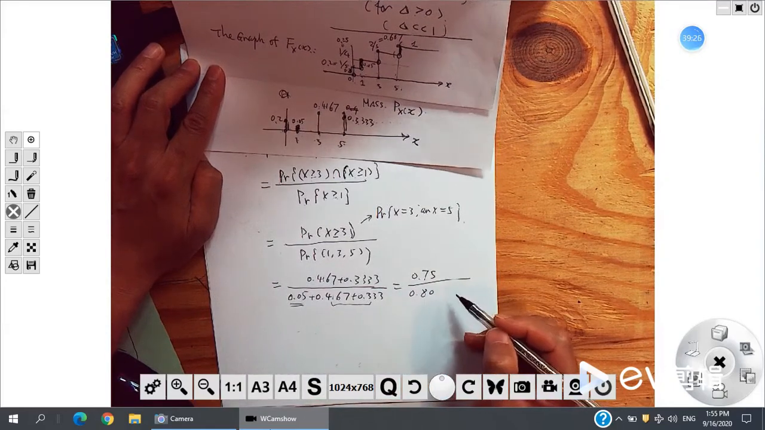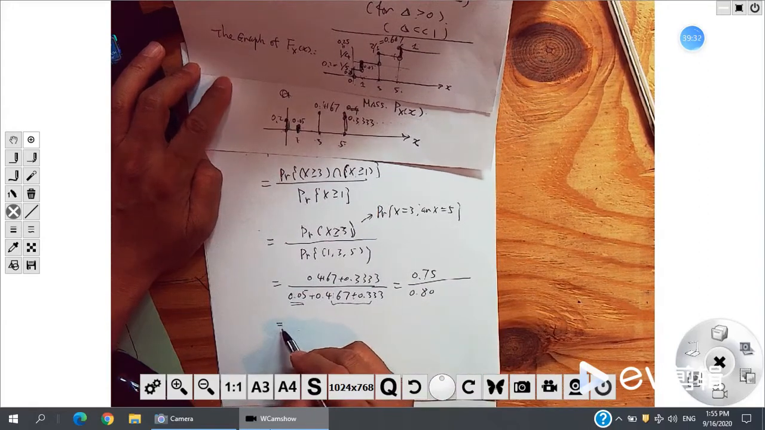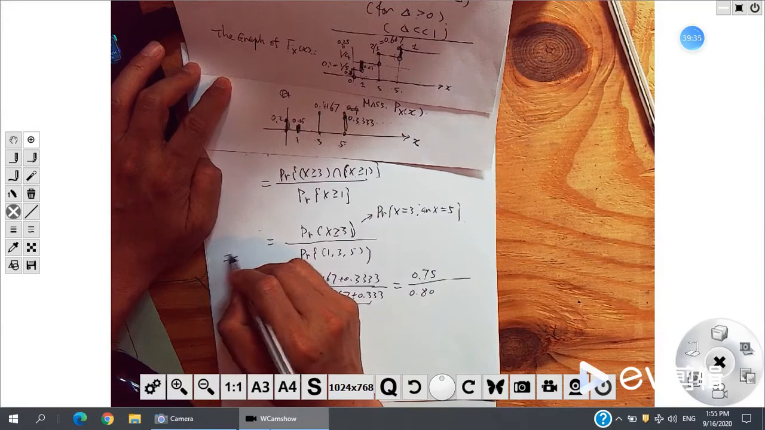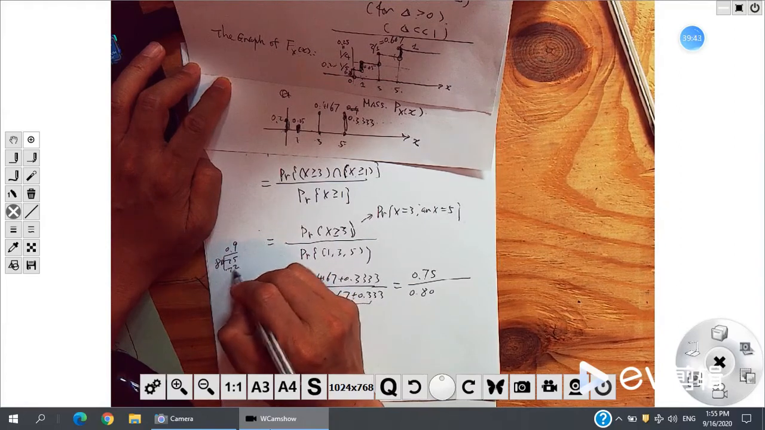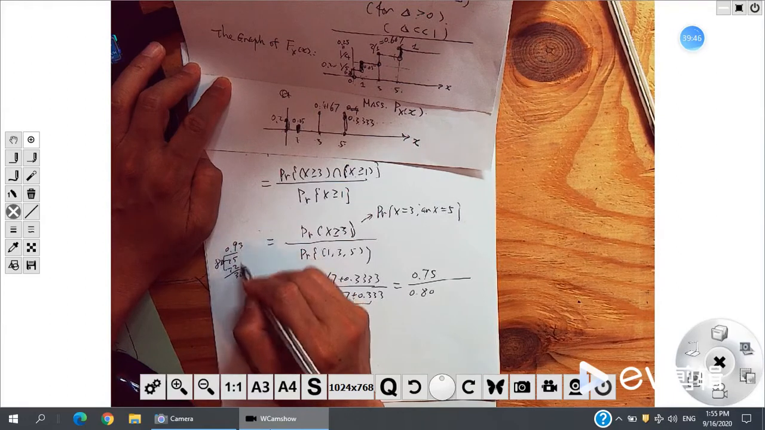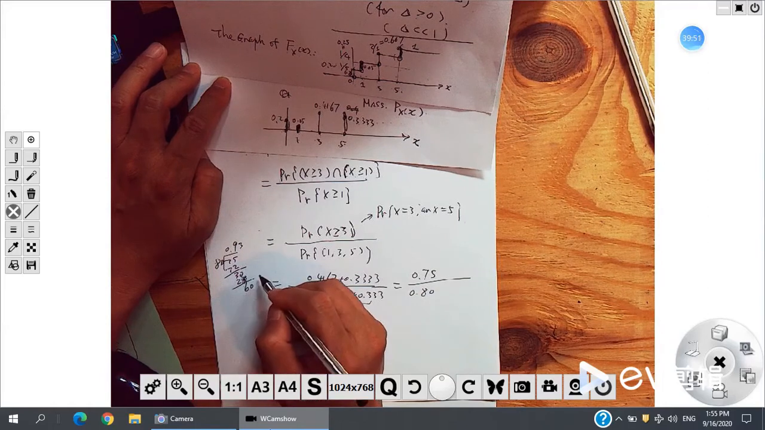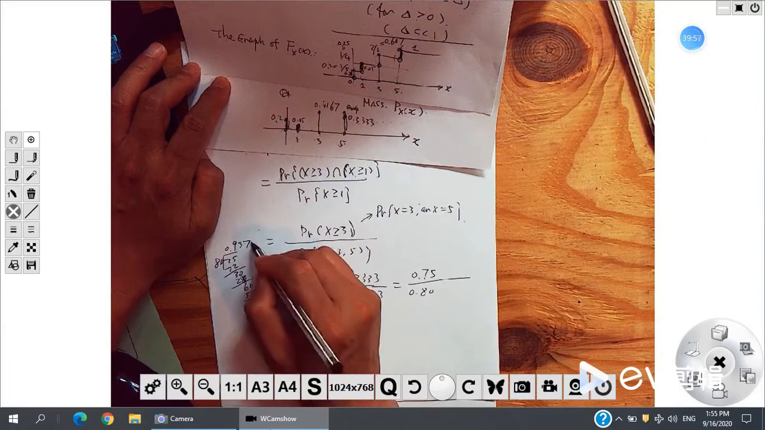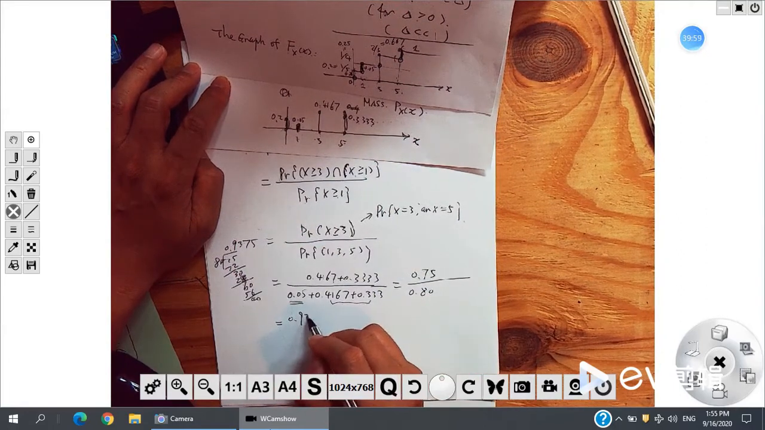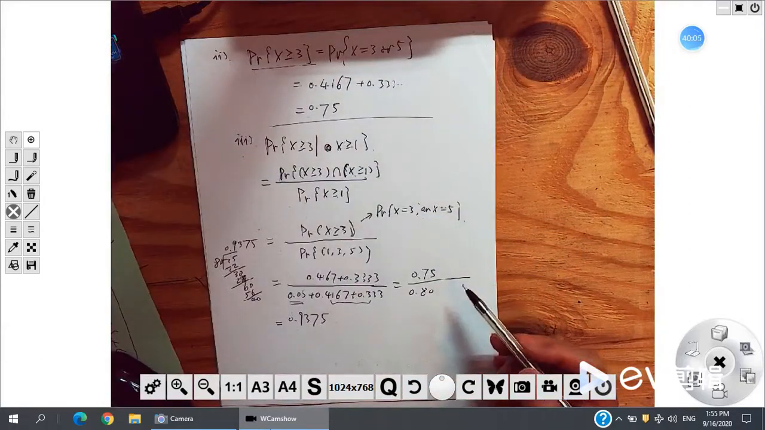So this is the probability. If we do the calculation, it is 0.75 over 0.8, which gives 0.9375. So this is the conditional probability.